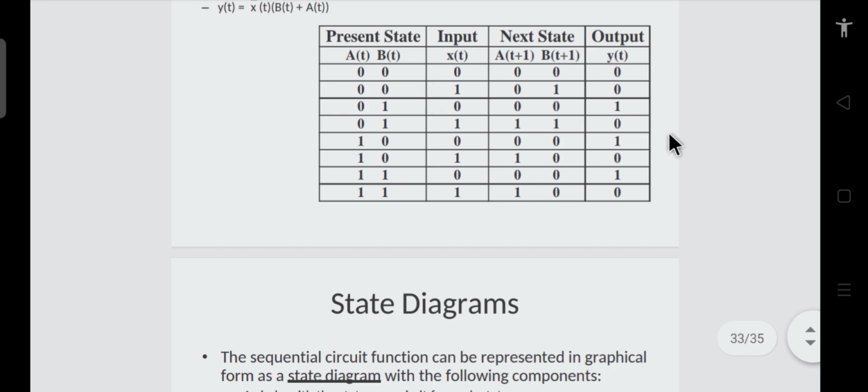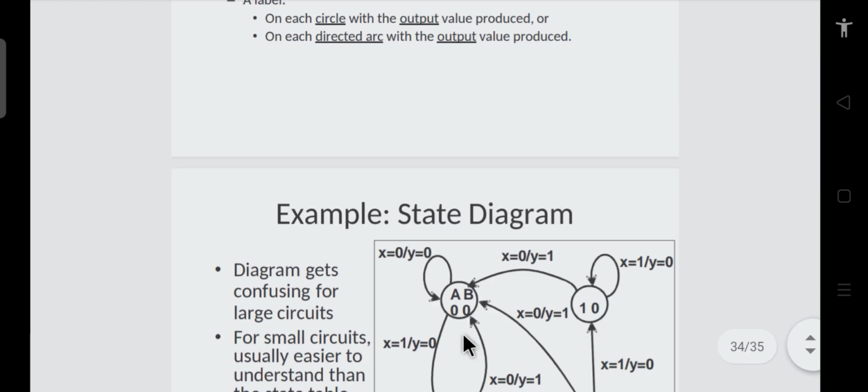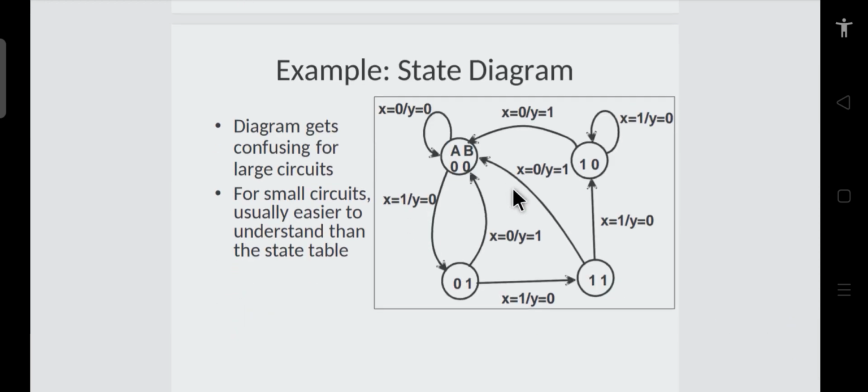Now from this state table, you can get its state diagram also. So what is the state diagram? The same information you write again in the form of a pictorial representation. That pictorial representation gives you the transition of the states, that is, for which particular conditions the transition takes place. So suppose your circuit is in a particular state when both A and B are equal to 0, 0, and if you apply some input x equal to 0, then your output will be equal to 0 and the state does not change, the state remains the same.